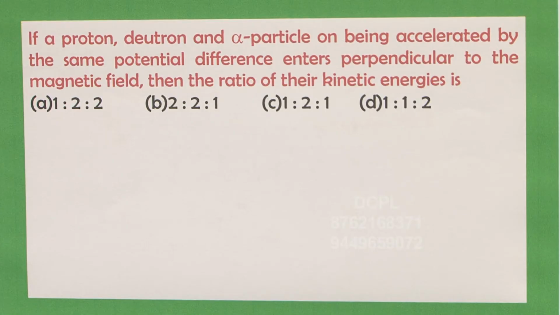Let us take up the next problem. If a proton, deuteron and alpha particle on being accelerated by the same potential difference enters perpendicular to the magnetic field, then the ratio of their kinetic energies is. Options: option A 1:2:2, option B 2:2:1, option C 1:2:1, option D 1:1:2.